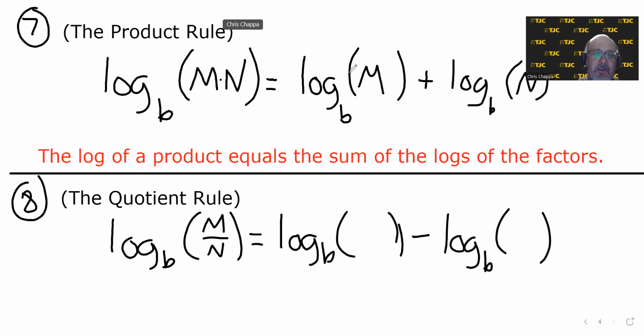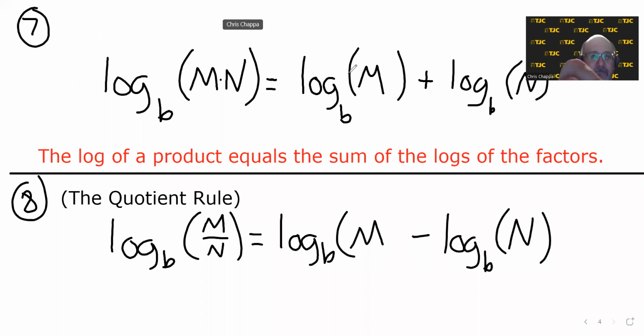And it's the numerator's log minus the denominator's log. So log base b of m over n equals log base b of m minus log base b of n. Now this one's a little trickier to write in words. It's not impossible, but it would go something like this.